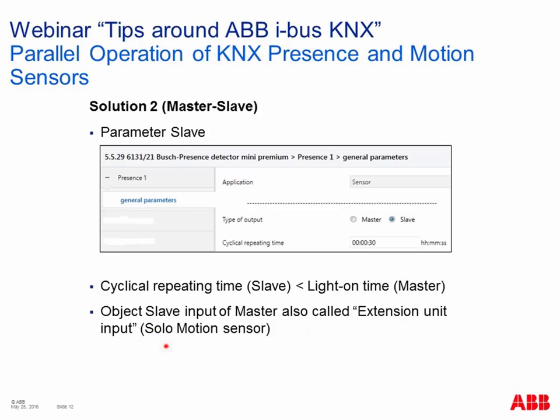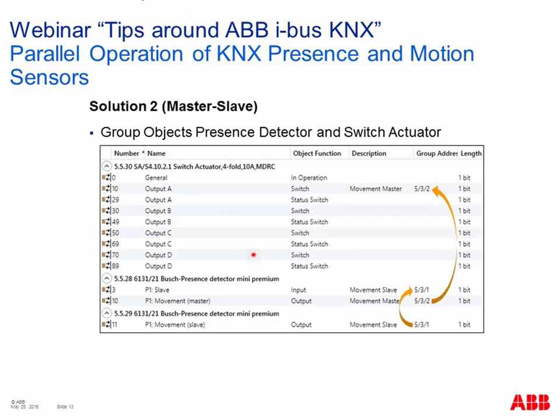We see in the next slide the group objects, the slave input of the master, for example. And this object, slave input, is in some other components called extension unit input, for example in the solo motion sensor. Only in other wording, but the same principle. So if you have a look at the group objects, again 2 presence detectors programmed here, the master 5528 and the slave 5529.